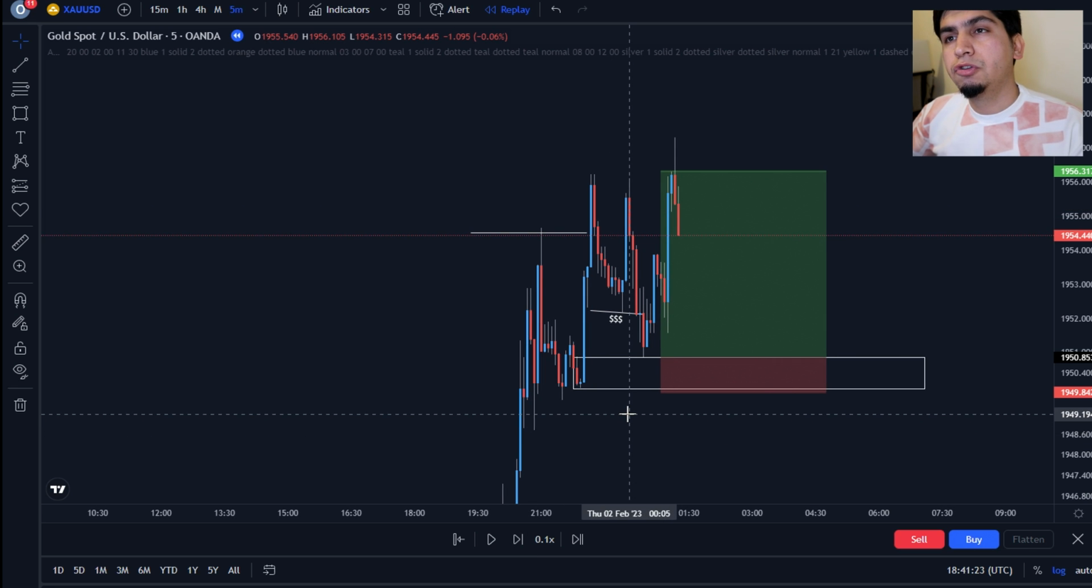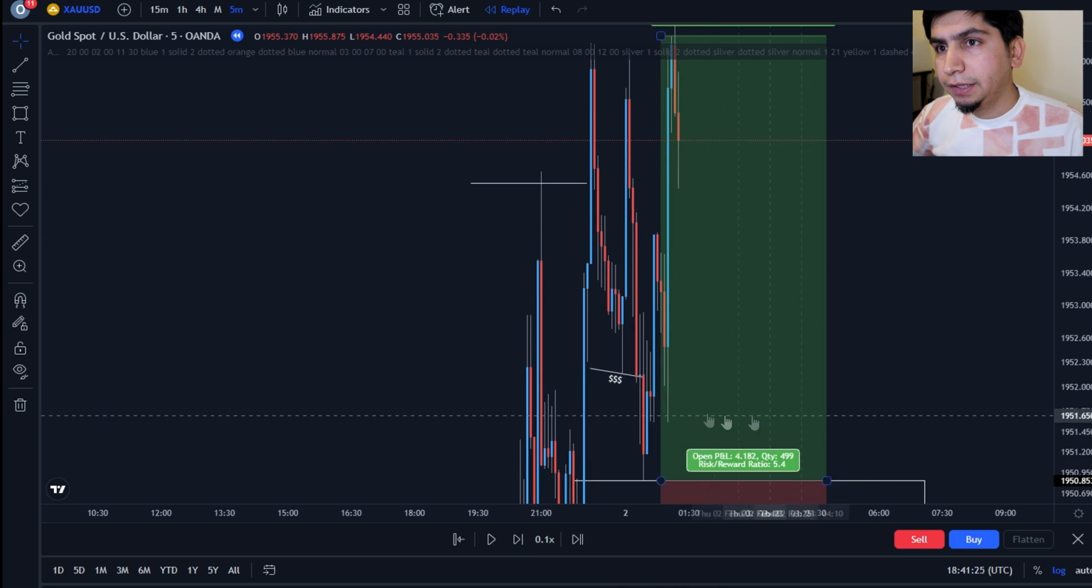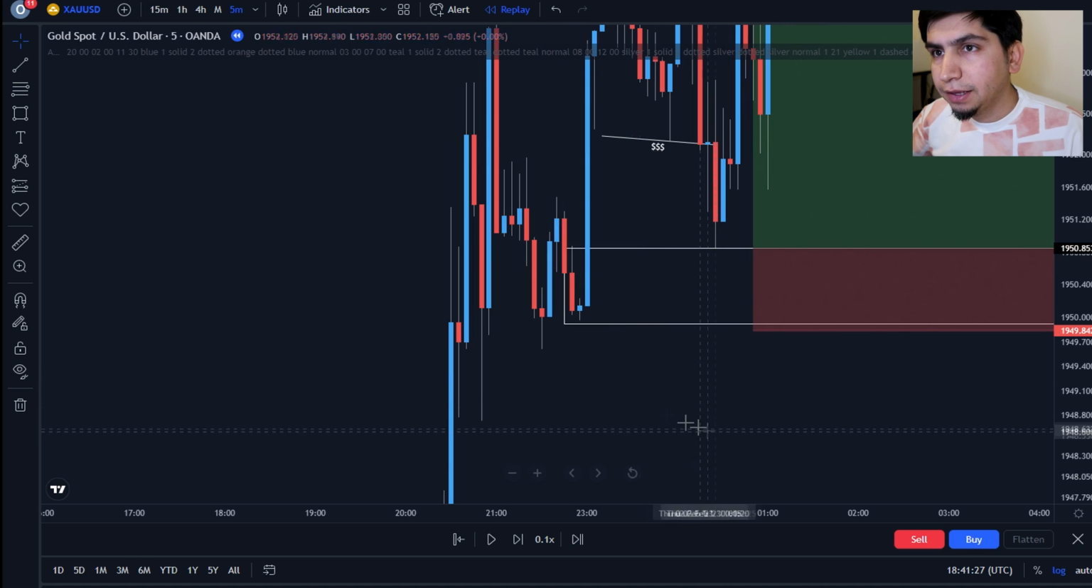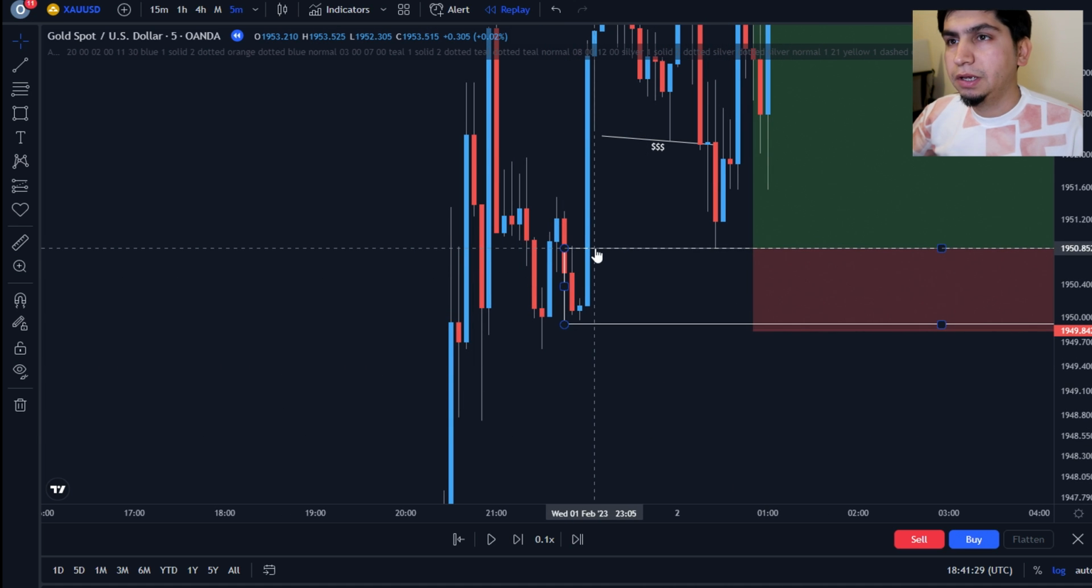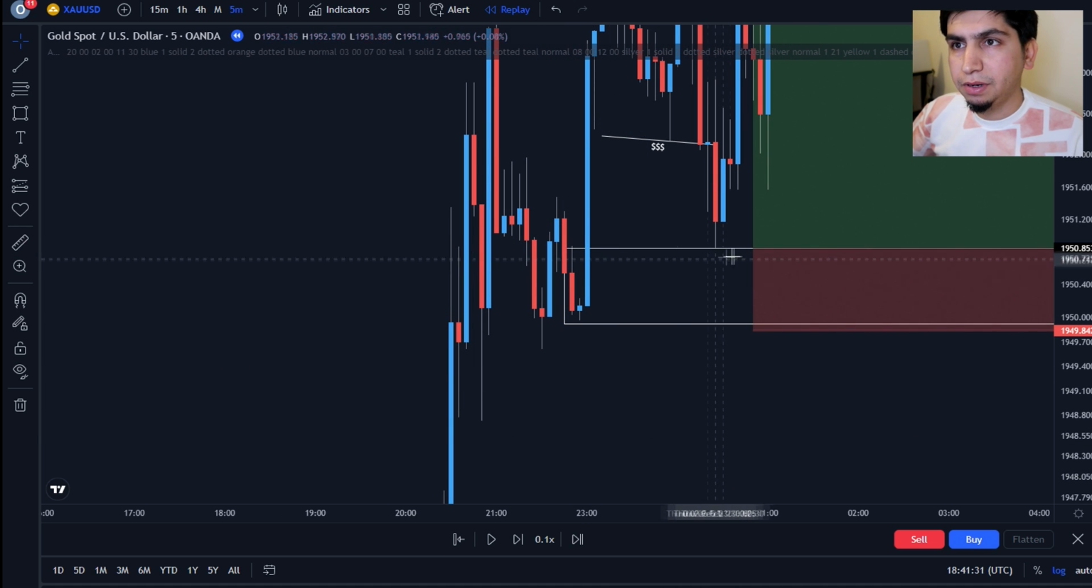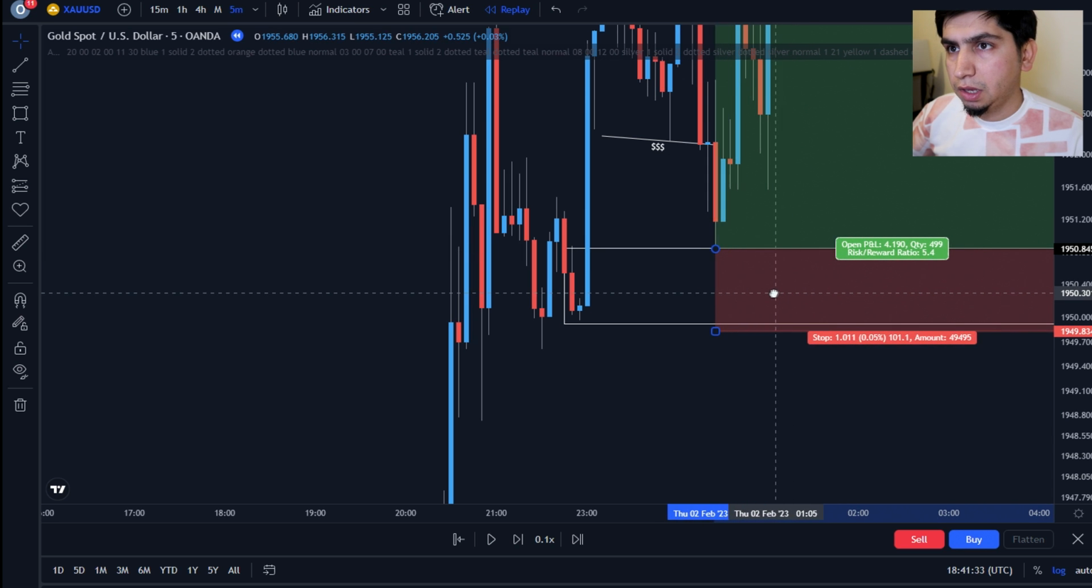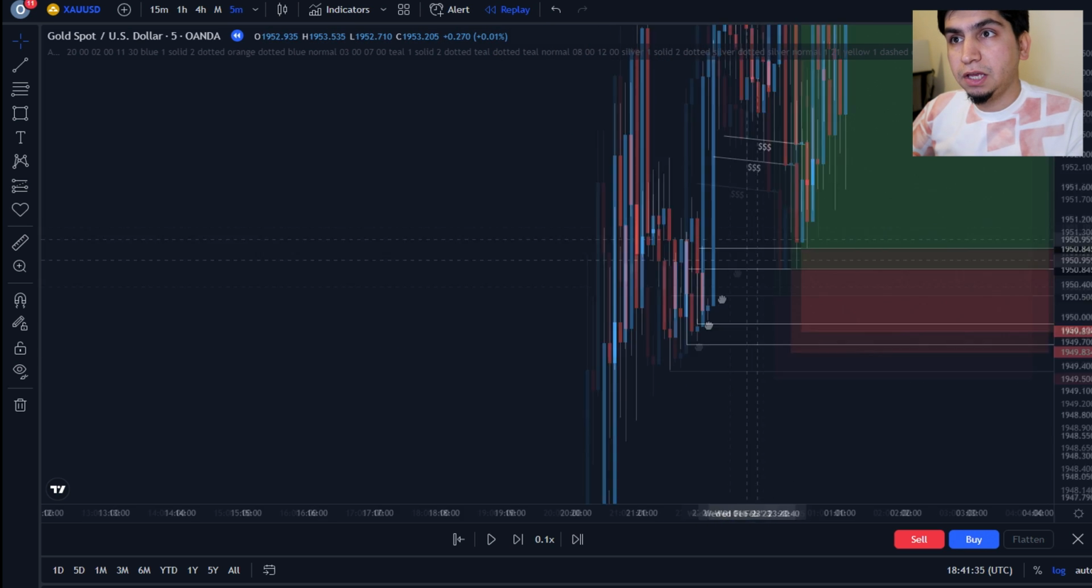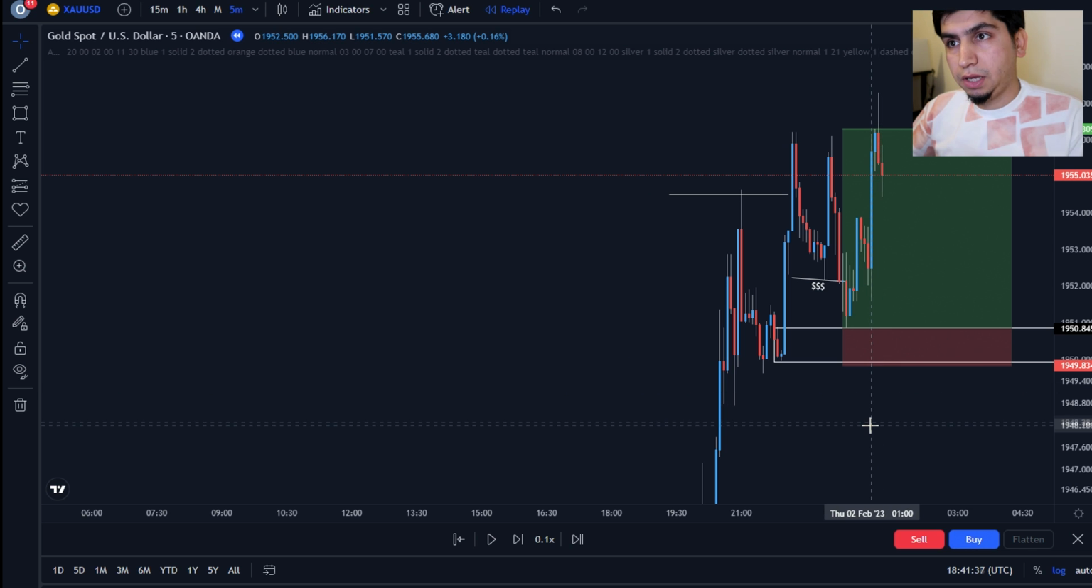Yep. So the trade went our way, but it just missed us. You wouldn't get triggered because this is gold 5 minutes, so because of the spreads and everything, it would have missed you. But it was the perfect thing. It made perfect sense. Okay, now let's look at a possible sell.